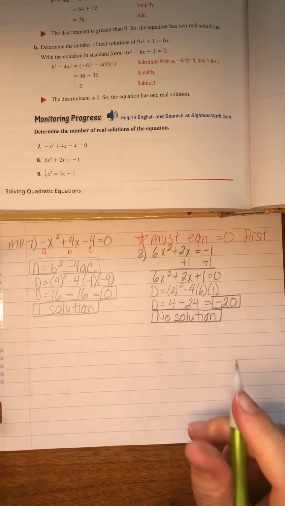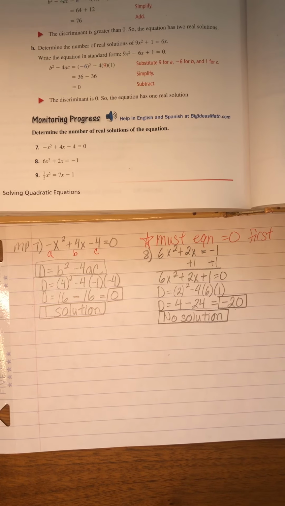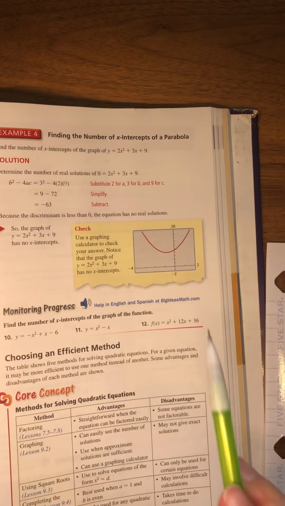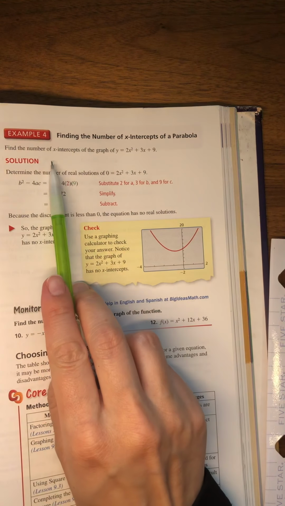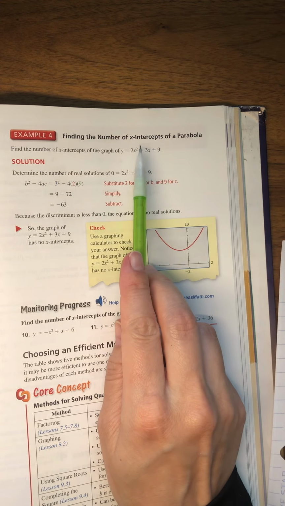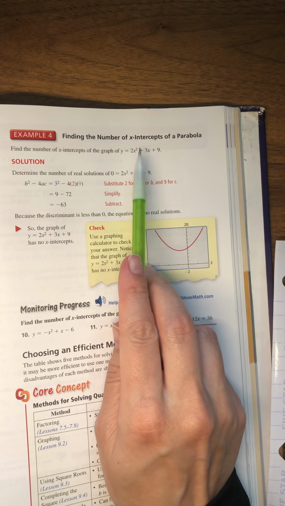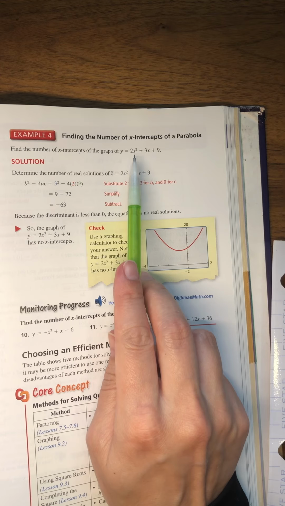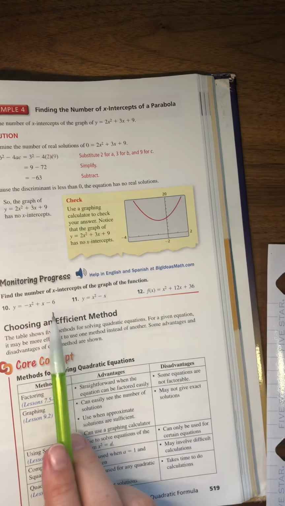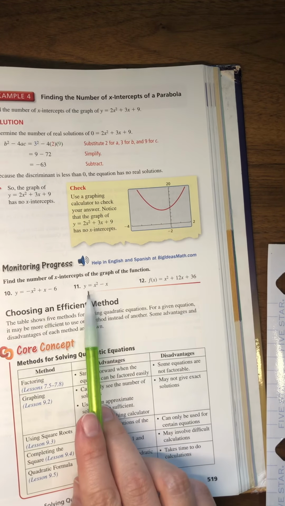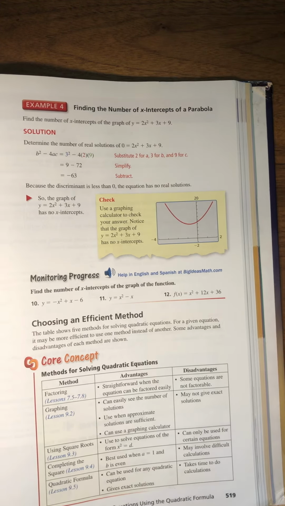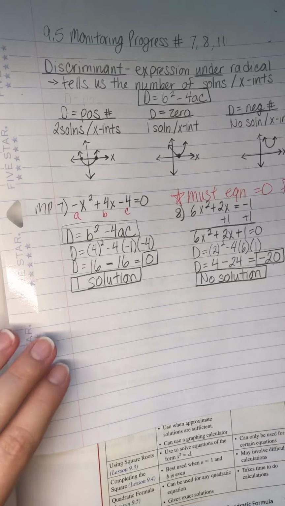Okay, we're going to look at another variation of this question. It's really the same idea, except they just changed the wording around. This goes with example 4, finding the number of x-intercepts. You do the same thing. You still do the discriminant, except you say how many x-intercepts instead of how many solutions. I'm going to go down here to these monitoring progress questions, and we're going to do monitoring progress number 11. Let me copy this down. This is number 11.